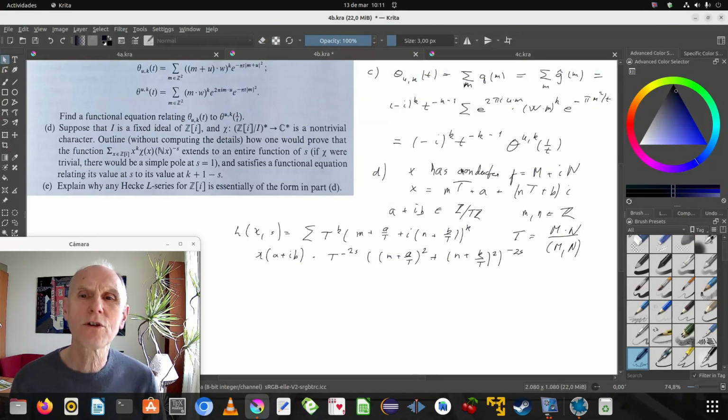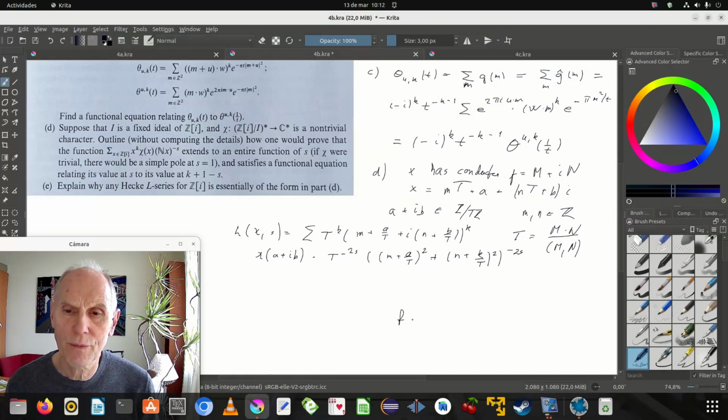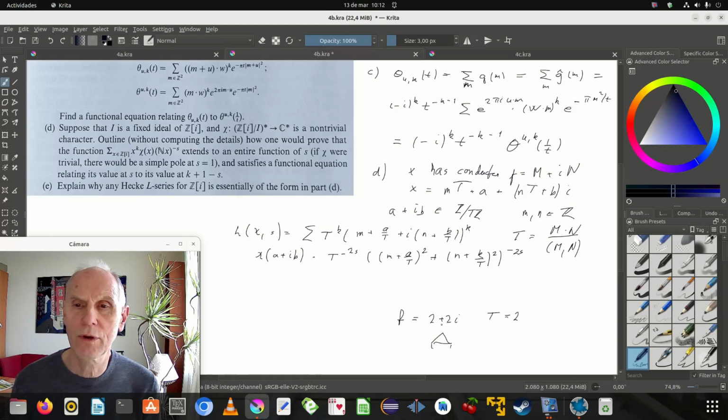This is actually not true. When we have the conductor 2 plus 2i, then we have t equals 2, but actually we must go up to 4 to get the rational lattice we can use. So it doesn't work to take the least common multiple, as I did here.